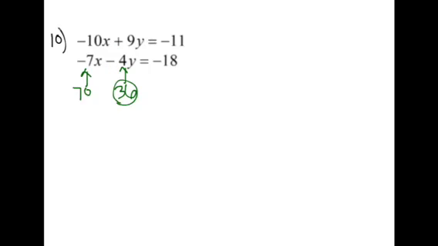All right, so I need to now force this top equation into having a positive 36y in there. So what do I times 9 by to get to 36? Well, 4. So times that whole equation by 4. The negative 10 times 4 for negative 40x. I already did 9 times 4. Then after the equal sign, 4 times negative 11.